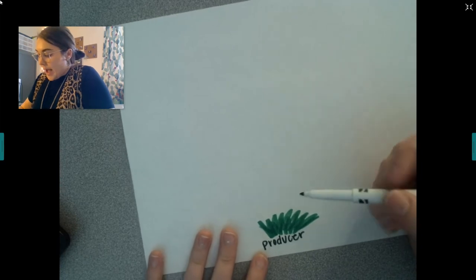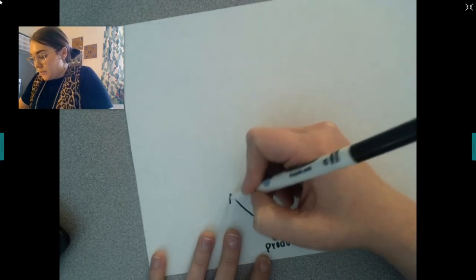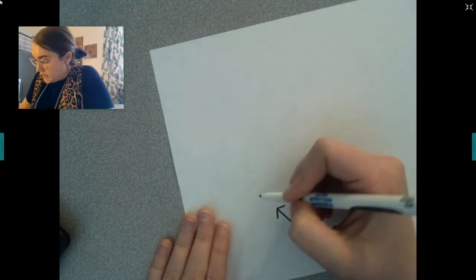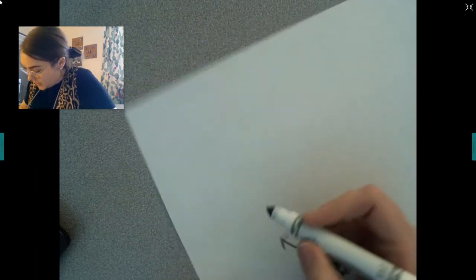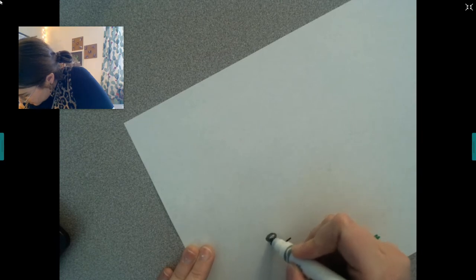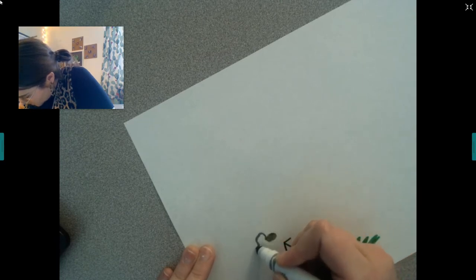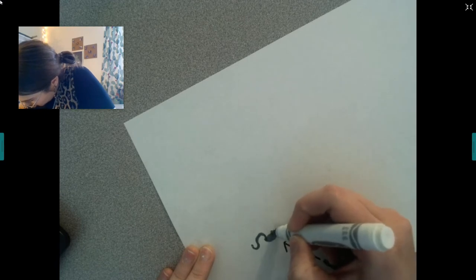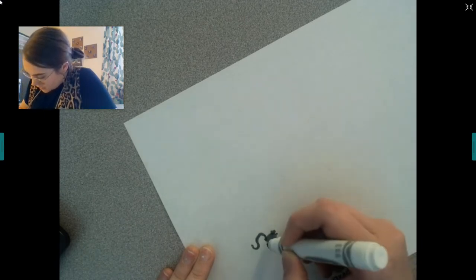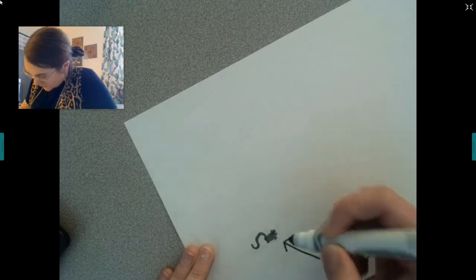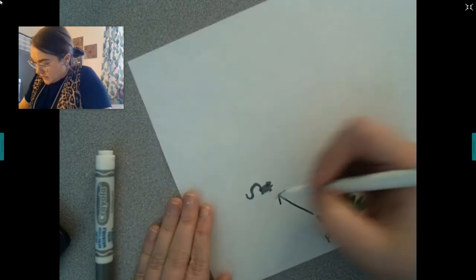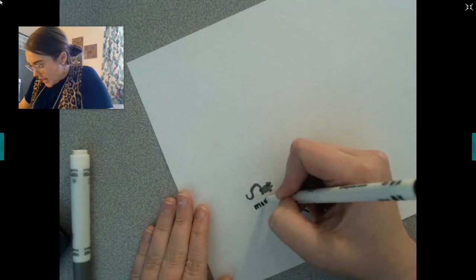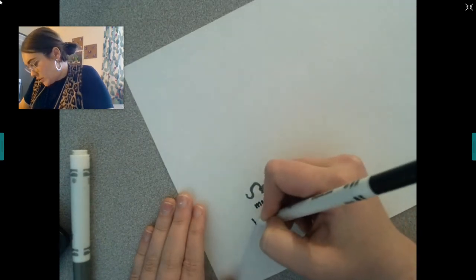So now I'm going to go over here and I'm going to do a little mouse. And again, guys, I can't draw to save my life. So I'm going to do my best. I think that's a little mouse tail. And then I'm going to give him little ears and a little mouth, little feet. So this is my mouse. That mouse eats the grass. So that would make him my primary consumer.